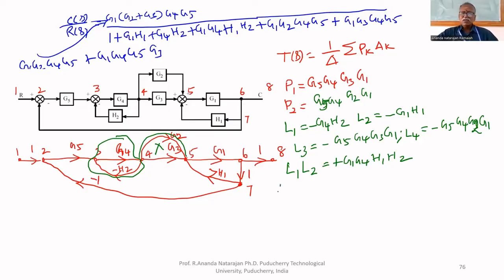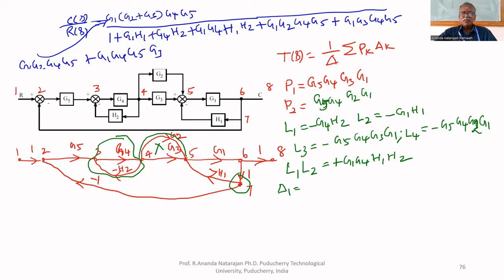What is delta 1? Delta 1 is delta of the part of the graph which is not touching the forward path. First forward path: what is the first forward path? G5, G4, G3, G1. That is the first forward path. The part of the graph which is not touching the forward path is only one node, that is 7.